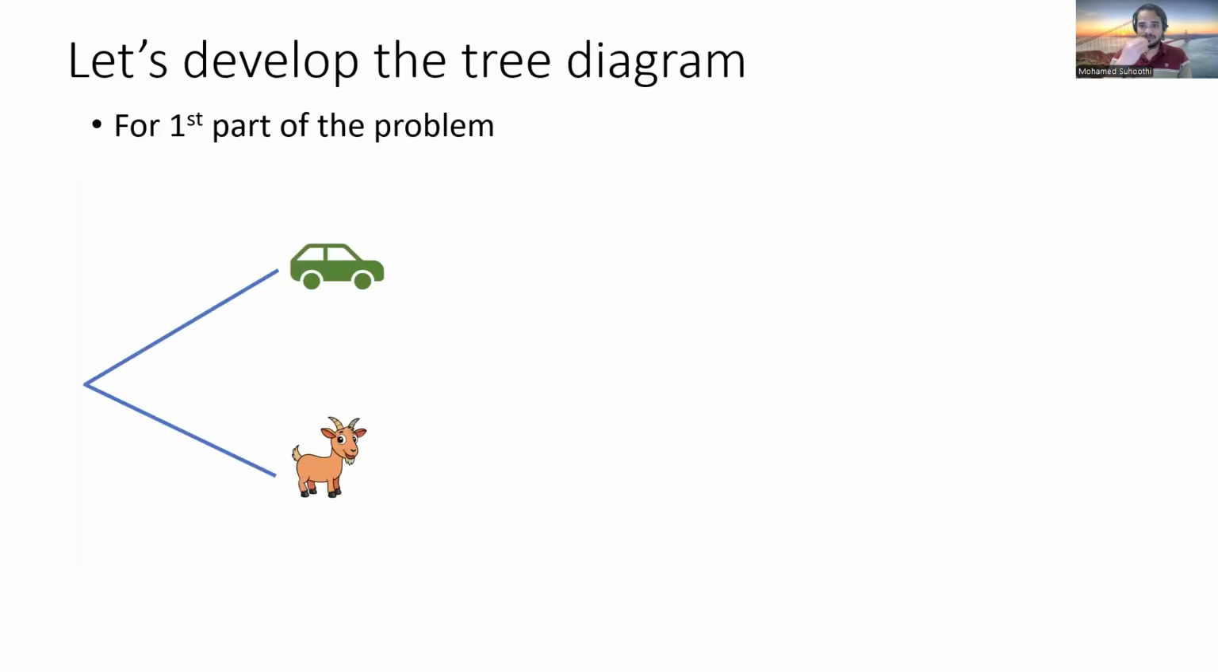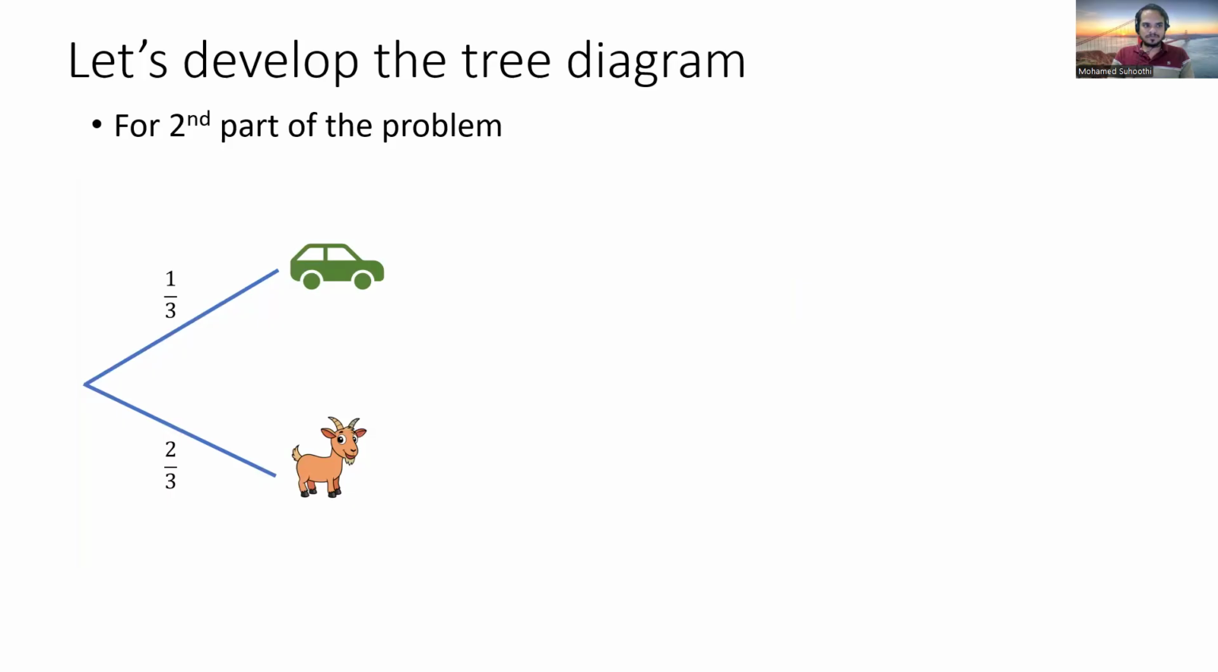So we have three doors. The probability of winning the car is, since only one door has a car, 1/3. Getting a goat, we have the other two options, so 2/3. So this is the tree diagram for the first part of the problem.